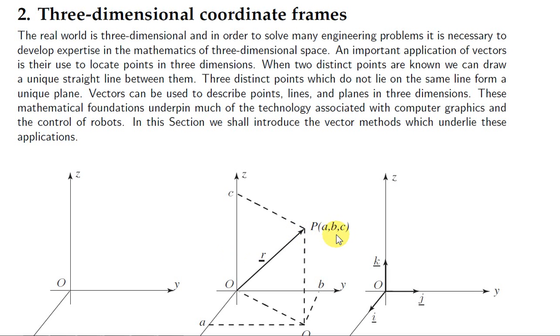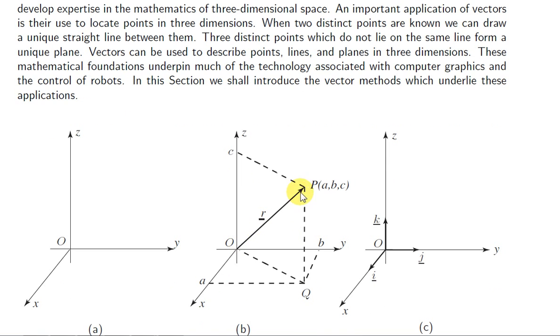To represent a point in 3 dimensions, we use another axis called the z-axis. To represent a vector in 3 dimensions, we have to introduce another unit vector in the positive z direction. That's called k. So we have 3 unit vectors, i, j and k. So any vector r can be built up from these 3 unit vectors.